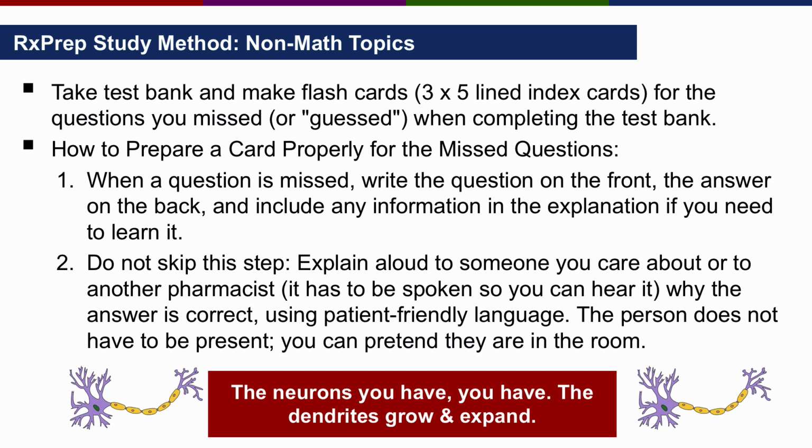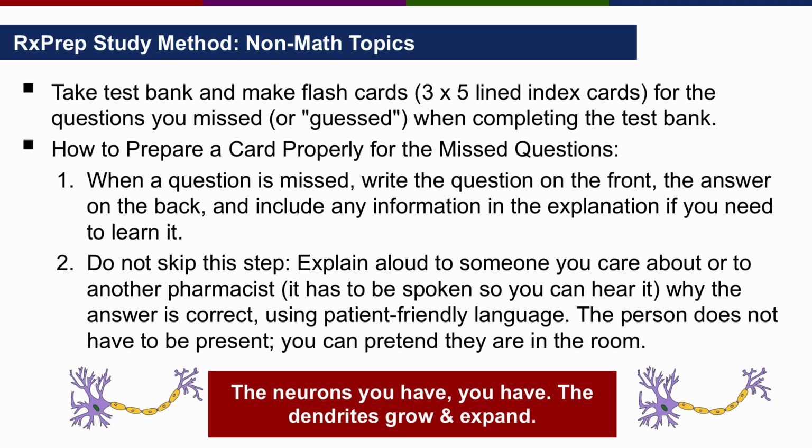I'd like to review a little bit how to prepare a missed question card. So the first part, number 1 here, I mentioned, you write the question on the front, the answer on the back, and so forth. But number 2, I didn't. Let's read this together. First, it says, do not skip this step. It's critical. And the reason this step is critical is because of what's in the red box at the bottom.